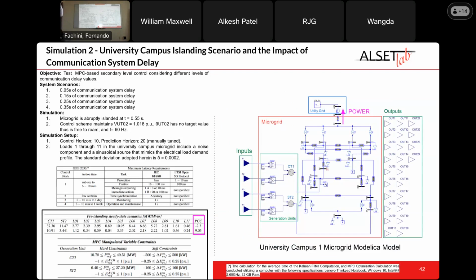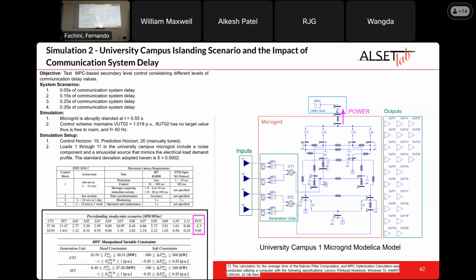And the first communication system delay of 0.05 is actually a window where we have a delay that represents the calculation of the Kalman filter and also the optimization step. So on average, the time it takes to generate the optimization step and the Kalman filter is less than 0.05, which is the tick rate for the state estimation. That's the first one. And what I did is I added 0.1 seconds to the communication delay until I reached 0.35.